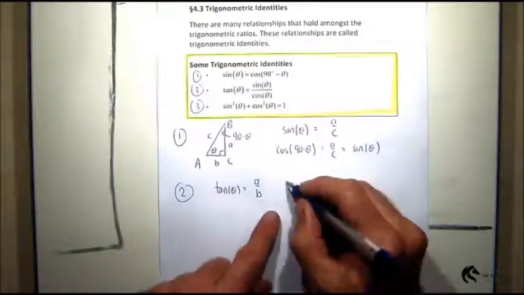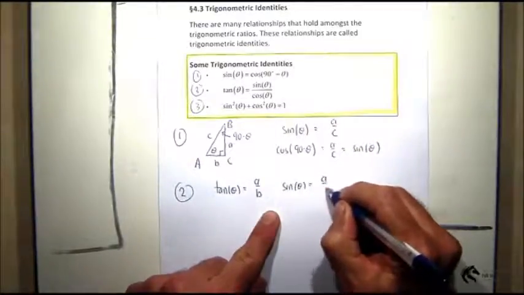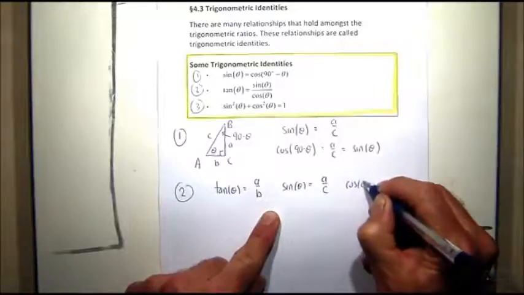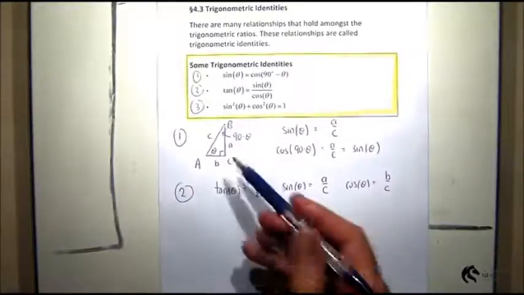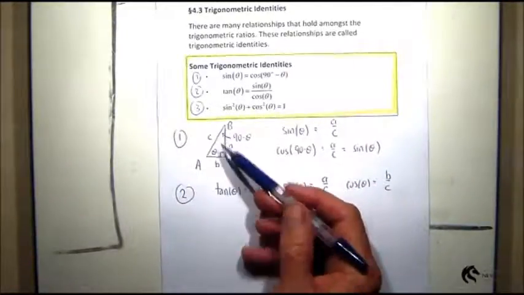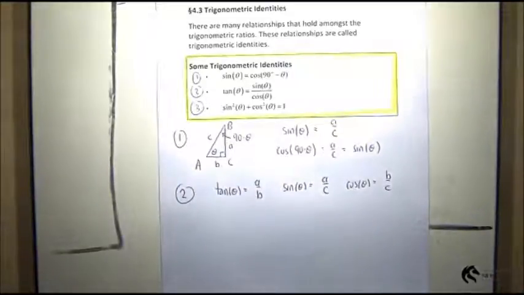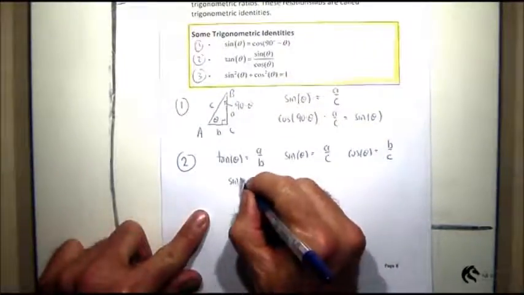Let me also work out sine theta and cos theta. Sine theta would be the opposite over the hypotenuse, and the cosine of theta would be the adjacent over the hypotenuse. And for theta, the adjacent is B, so cos of theta is B over C. So I have tan theta is A over B. Let's have a look at sine theta divided by cos theta.